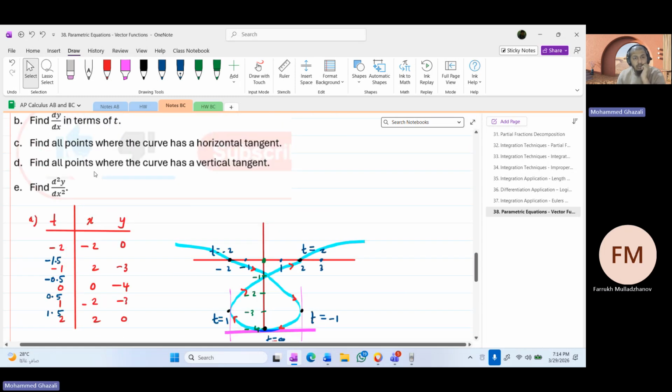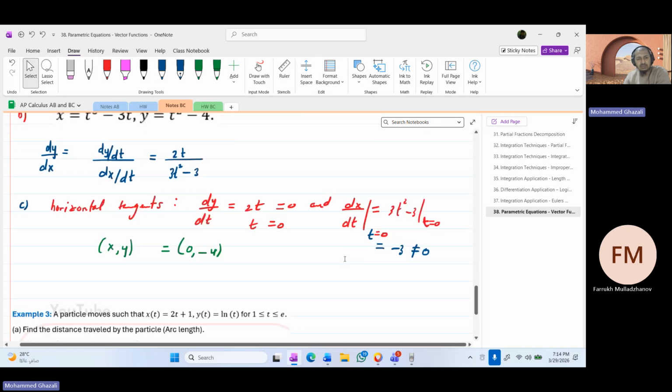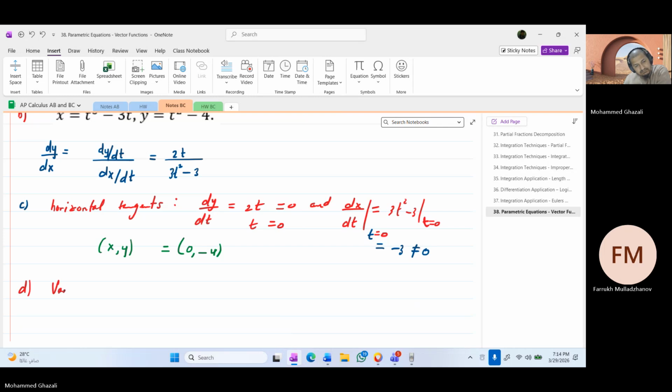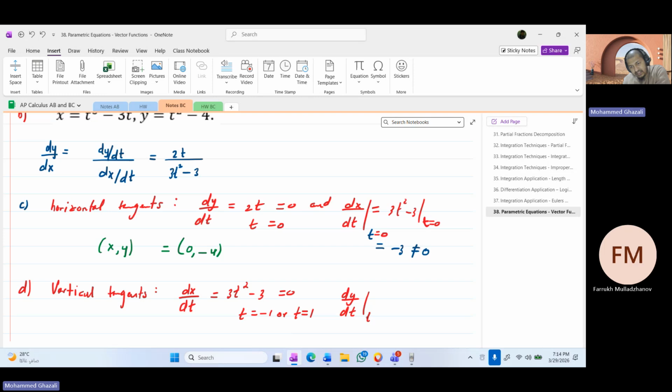Let's look at D. Find all points where the curve has a vertical tangent. Vertical tangent is when dx dt is equal to 0, right? What is dx dt? It is 3t squared minus 3. When that is equal to 0, if you solve this, you get t is equal to negative 1 or t is equal to positive 1. And if you substitute either of these values in dy dt, evaluated at t equals plus or minus 1, you can clearly see that's not 0.